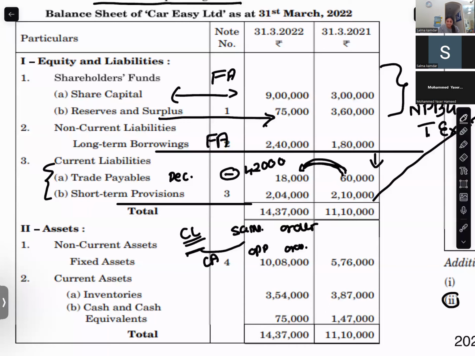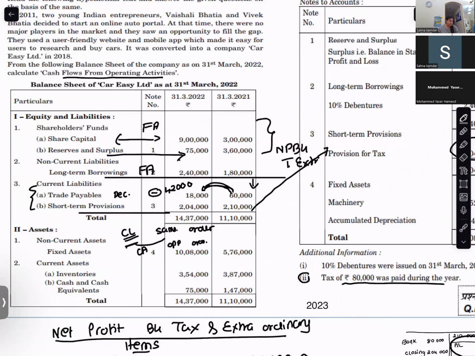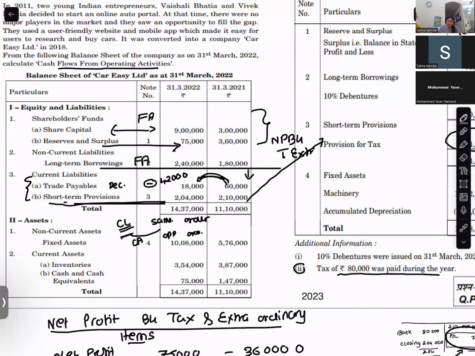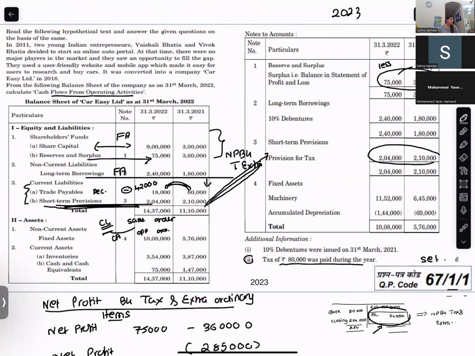Are you with me? Provisions are adjusted where? Where is provision adjusted? Short-term provision is provision for tax. Where does this go? Net profit before tax and extraordinary items. Are you with me? Yes.